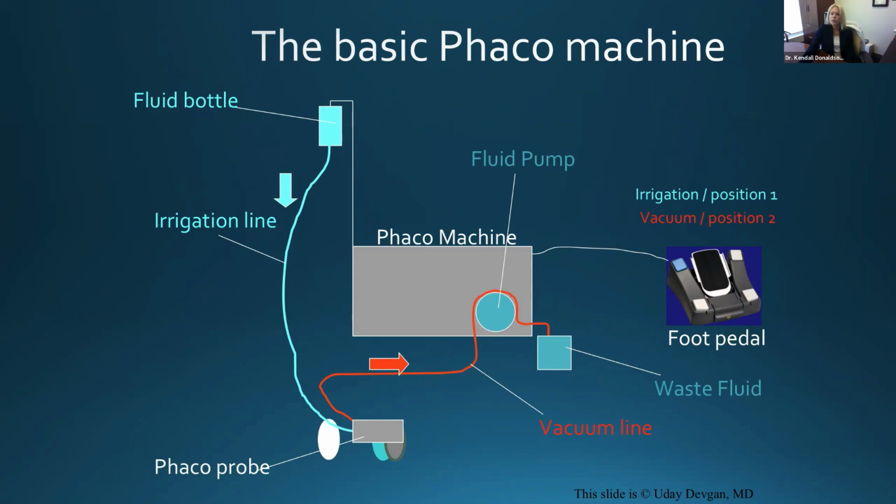and this is coordinated through the use of a foot pedal. So in position 1, we're just irrigating. We have simply fluid. Position 2 on our foot pedal introduces vacuum. So now we're able to suck fragments into our waist area. And then position 3 adds ultrasound. So then we're adding phaco power to actually break up the material in the eye. So this is the basic phaco machine there.